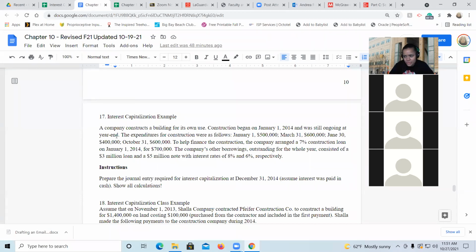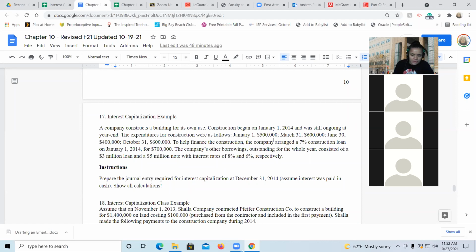Since the asset was not yet complete at year end, we will stop capitalization at the end of the year. It doesn't mean that you stop capitalization completely, but you can't capitalize more than what belongs to that year. So we'll go from whenever the first payment is made, which appears to be January the 1st, until December the 31st. The expenditures for construction were as follows.